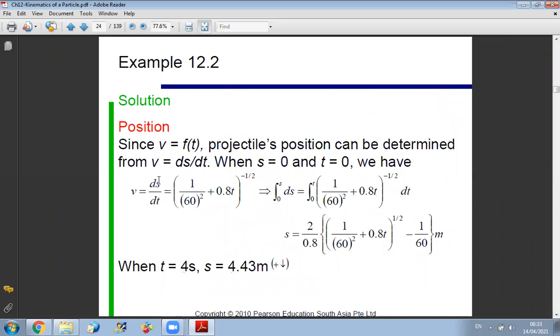So I have v equal ds by dt. I know the function. Doing separation of variables, now I have to integrate both sides. So for position, knowing the boundary conditions that when s equals 0, t equals 0, I will integrate s between 0 and s, and I will integrate time between 0 and t.